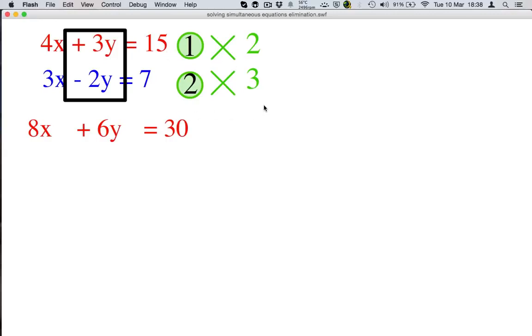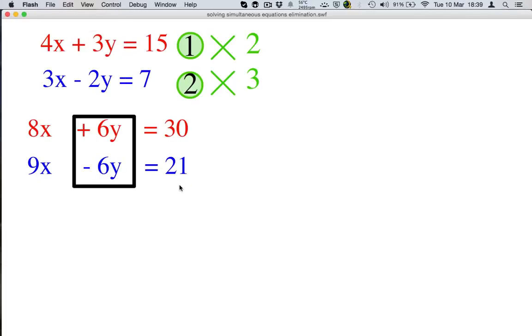Now we can move on to the second equation. 3 times 3x is 9x. 3 times negative 2y is negative 6y. And 3 times 7 is 21. Let's just do that again. 3 times 3x, 9x. 3 times negative 2y, negative 6y. And 3 times 7 is 21. Now just make sure all your x's and y's are in the right place and the numbers are on the right.